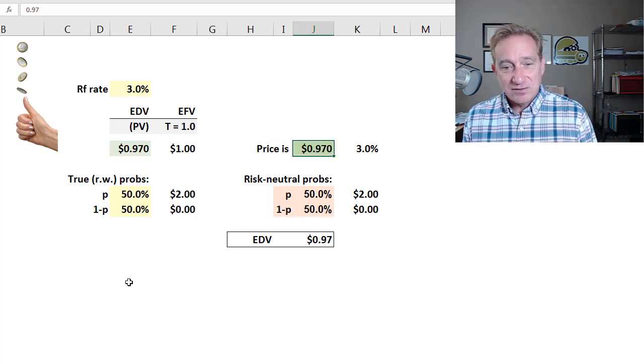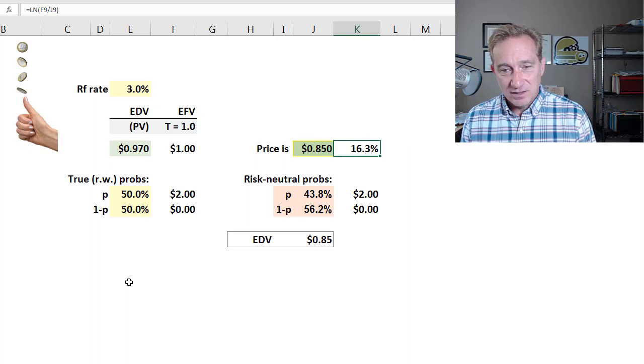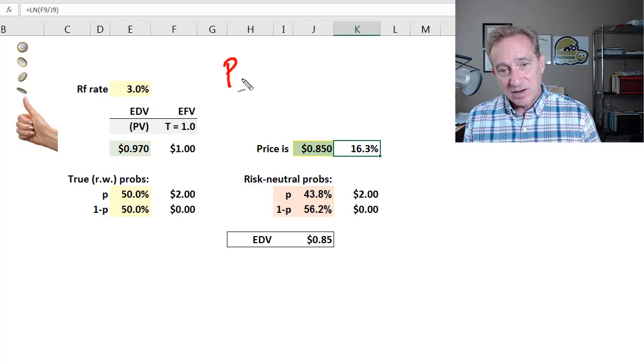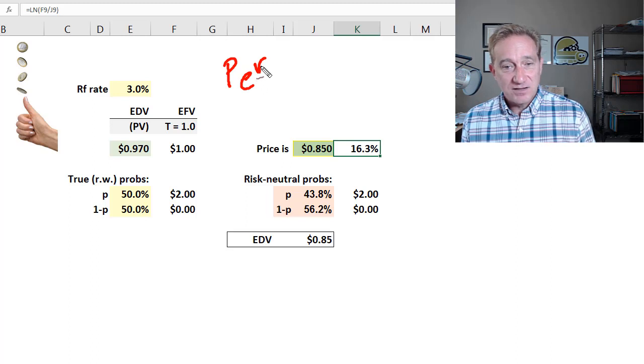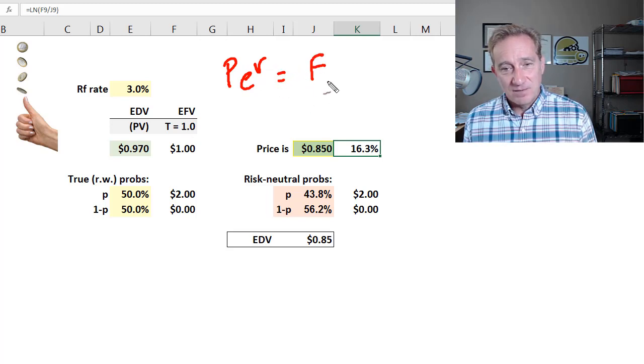Well, let's just assume that you would only pay 85 cents for this. And you can see I've got a formula in here. That's implying a discount rate of 16.3%. Math on that is simple, right? Price compounded at the discount rate of R over T number of years, but my T is just 1 year, so just to keep it simple, I'm going to leave that out, right, equals my future value.